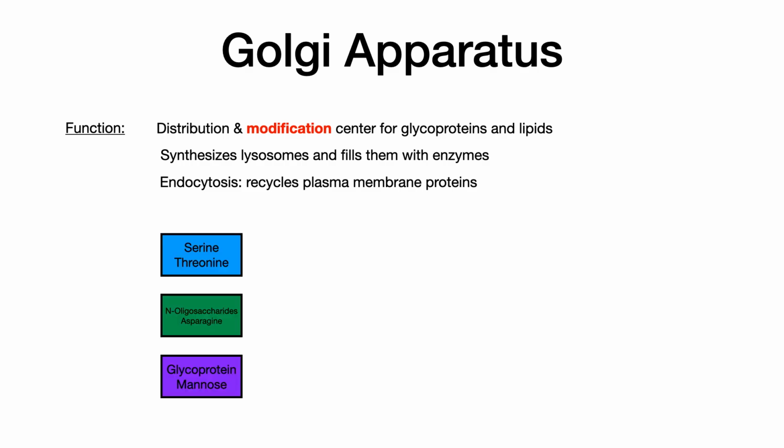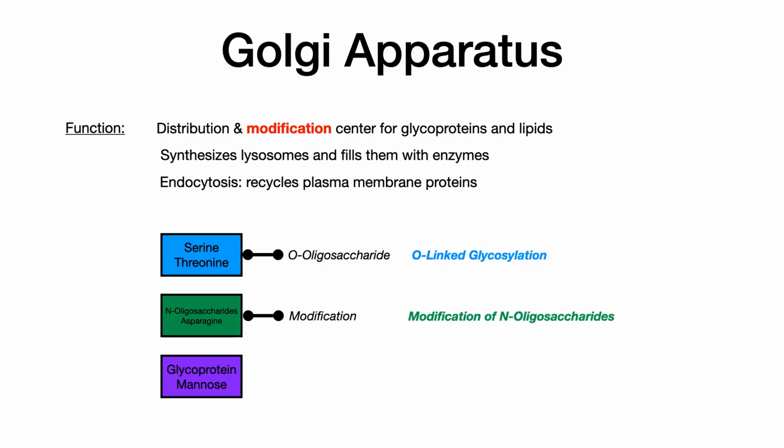So here are some examples of modifications done by the Golgi apparatus, and these could show up on your exam, so I would know this. First thing we see is O-linked glycosylation. So O-oligosaccharides can be tagged on serine or threonine residues. The next thing we can see is modification of N-oligosaccharides. So asparagine molecules get modified, and this is referred to as modification of N-oligosaccharides. And lastly, and probably most importantly, we can see phosphorylation of mannose residues. So mannose residues will be phosphorylated to mannose 6-phosphate.